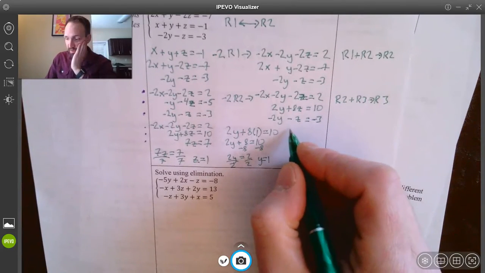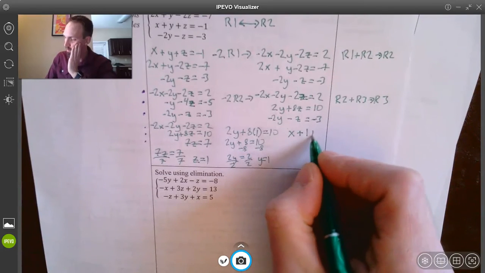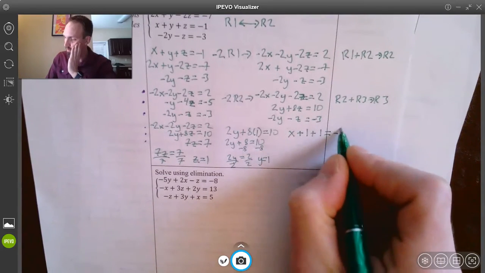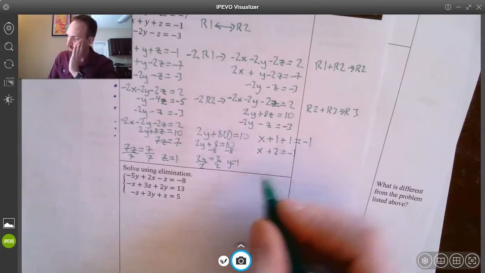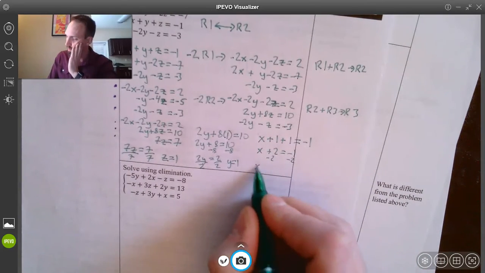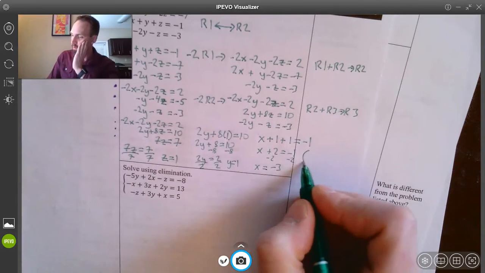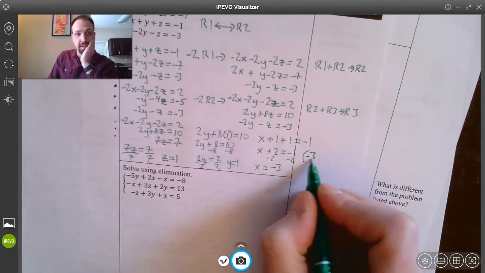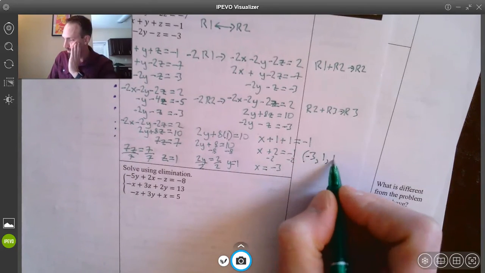So that means I have x plus y plus z equals negative 1. So I have x plus 2 equals negative 1. So I have x equals negative 3. So my solution to this one is negative 3, comma, 1, comma, 1.